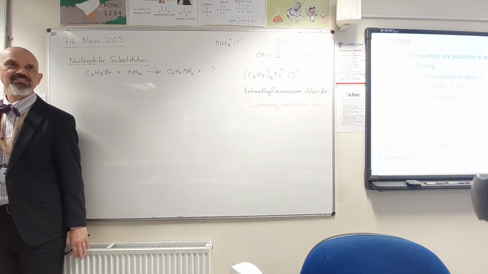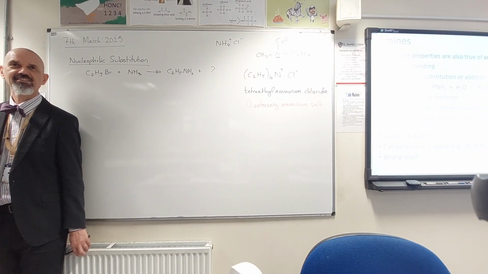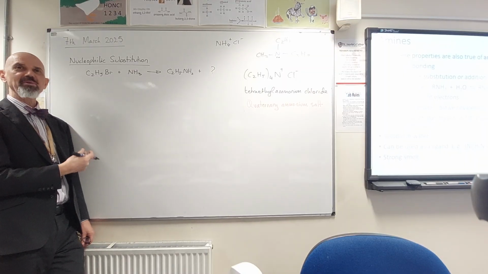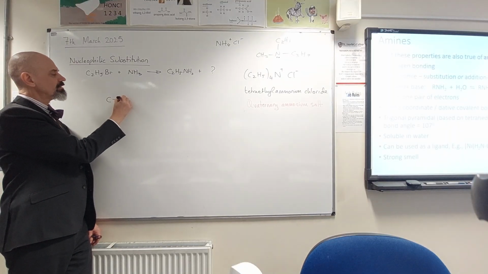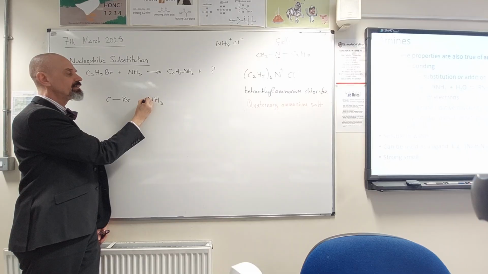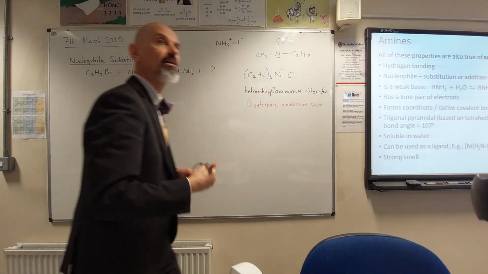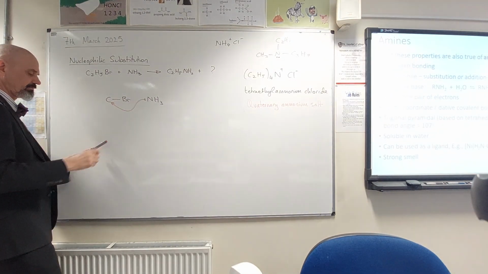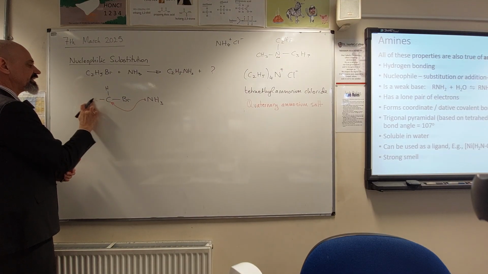Start us off, please. So an arrow goes from the lone pair on the NH3 to the carbon. Because carbon is delta positive, because of the more electronegative bromine. Great, thank you. Just put CH3 there.